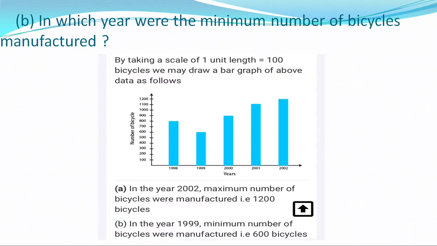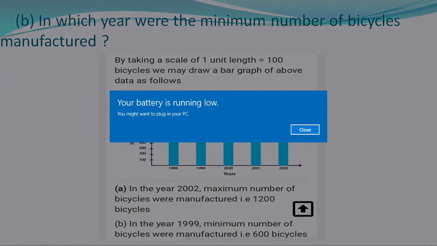Now, what is the answer to our first question? In which year were the maximum number of bicycles produced? Yes, Tanvi, can you answer my question? In 2002, as you can see from the graph, the maximum number of bicycles were manufactured. Right, ma'am. Okay, and now you answer my next question. In which year were the minimum number of bicycles manufactured? It was in 1999. Very good. In 1999, the minimum number of bicycles were manufactured. I think you could guess with the height of the bar. Yes. And if we go by the vertical line, it could be around 600. Yes, you are right.